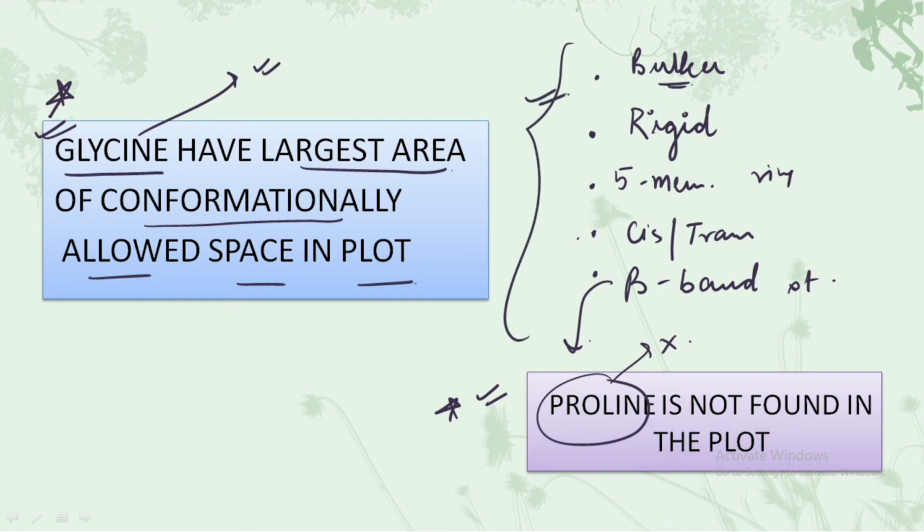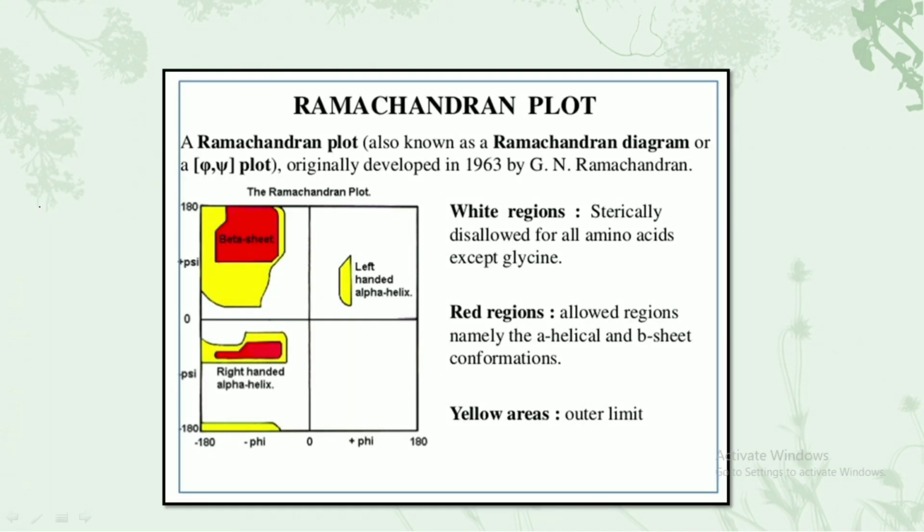In the exam, many times the question is asked from these points, not directly, but in some way or the other this information is used. We will be solving a question, and in that also we would be using this information as it is. So now let's understand how to read a Ramachandran plot. The Ramachandran plot, also known as the Ramachandran diagram or the phi and psi plot, was originally developed in 1963 by G.N. Ramachandran, as we have discussed.